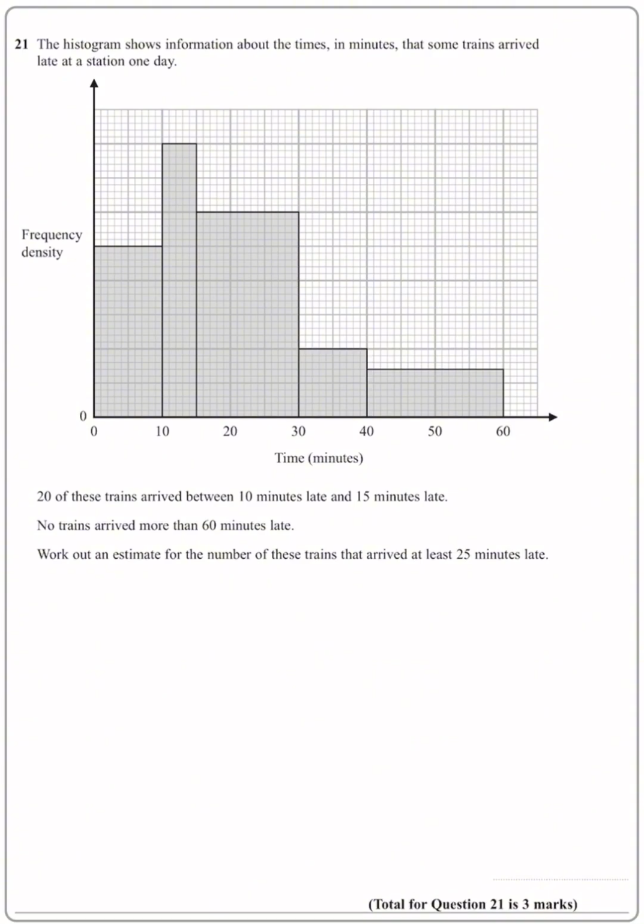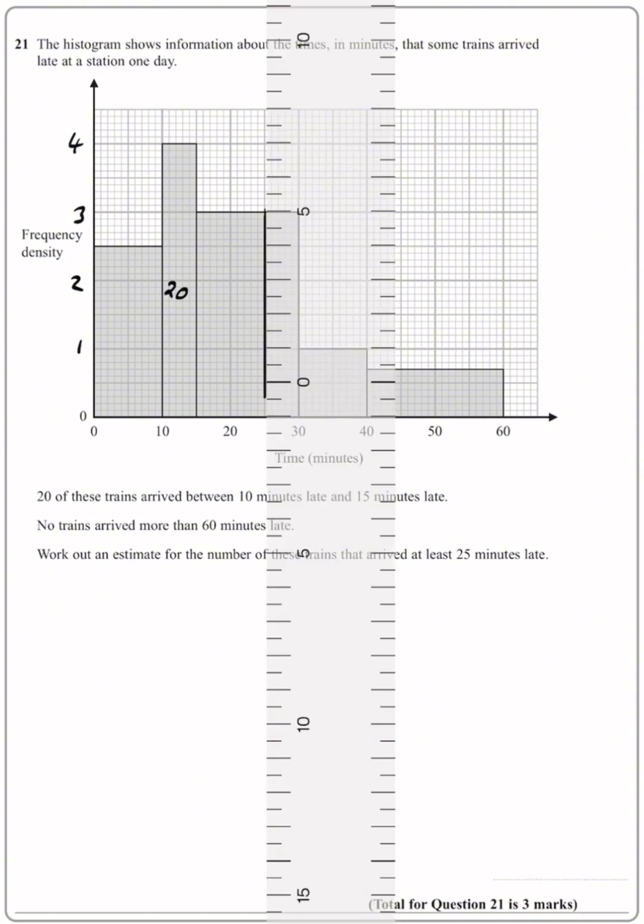Question 21, the histograms question. It tells us that 20 of the trains arrive between 10 and 15 minutes late, so the area of that bar between 10 and 15 is 20. Its base is 5, so its height must be 4. 5 times 4 is 20.